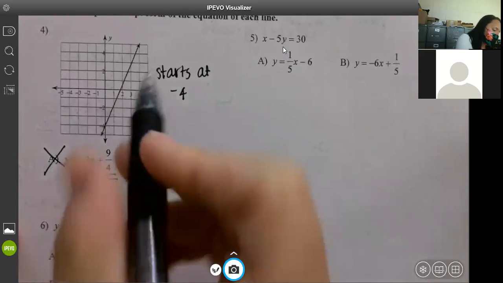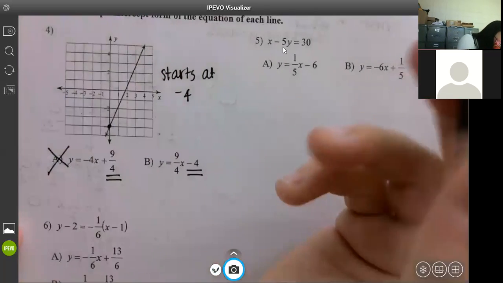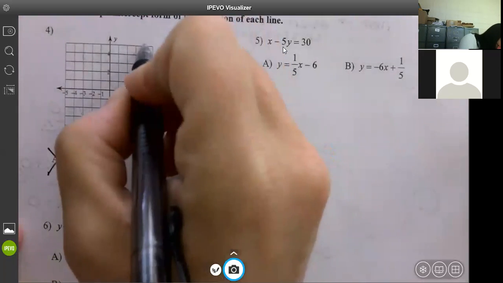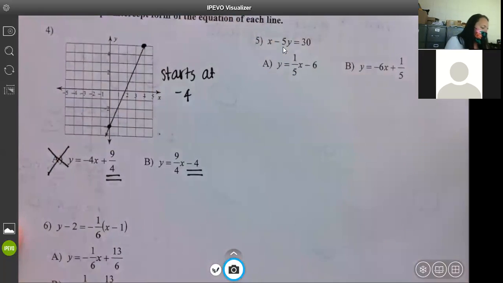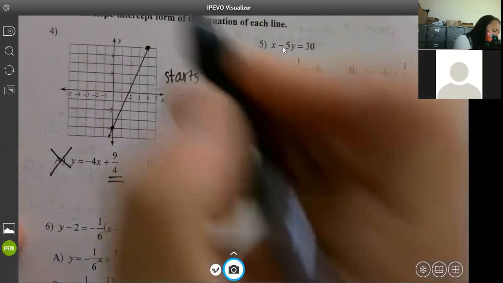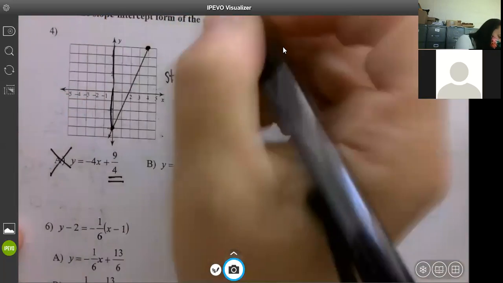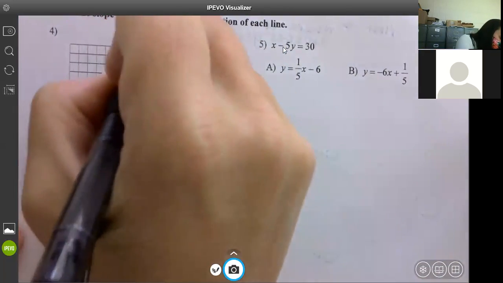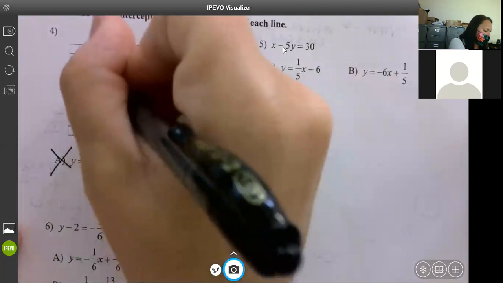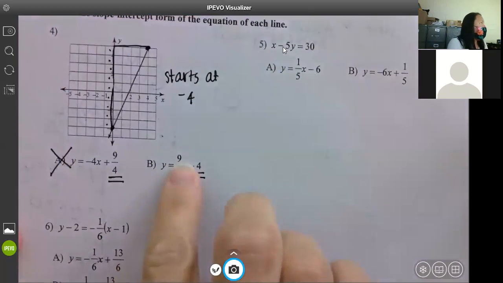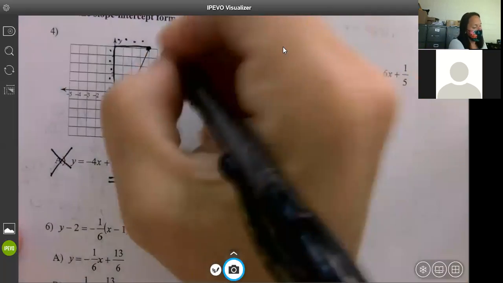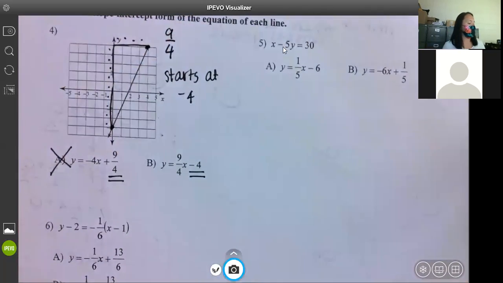And then I would check my slope. So we have a perfect point at -4, and another one at 4, 5, something like that. So then we count 1, 2, 3, 4, 5, 6, 7, 8, 9, rise, run 4. Everybody got it?